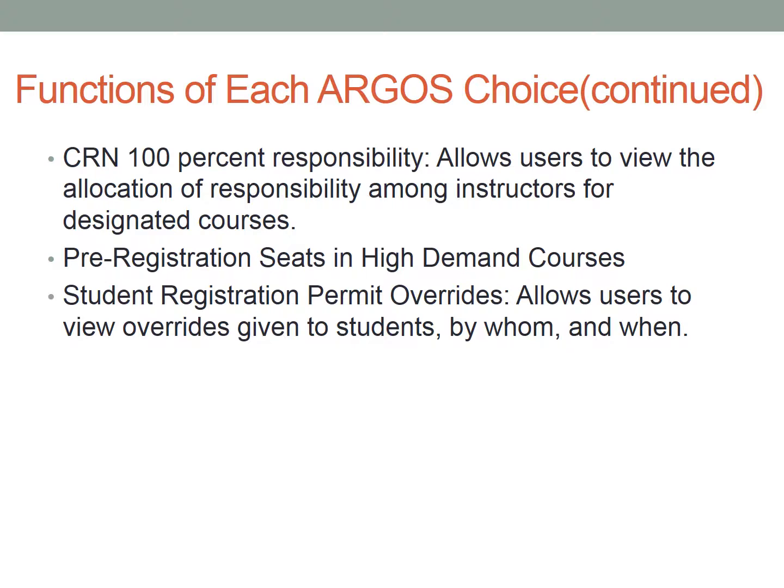So CRN 100% responsibility. I've never really had to use this function. This would allow users to view the allocation of responsibility among instructors for designated courses. Yeah, so some of our courses have 2 instructors, but really not enough to warrant me using this report.